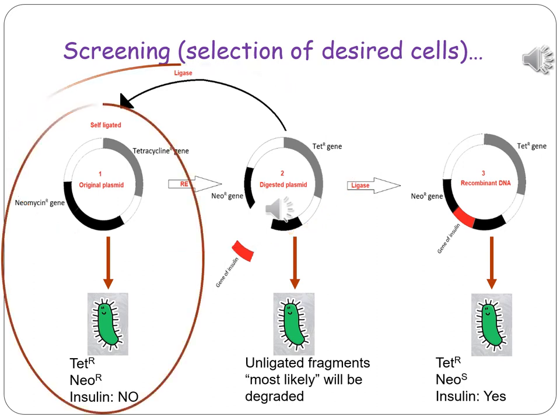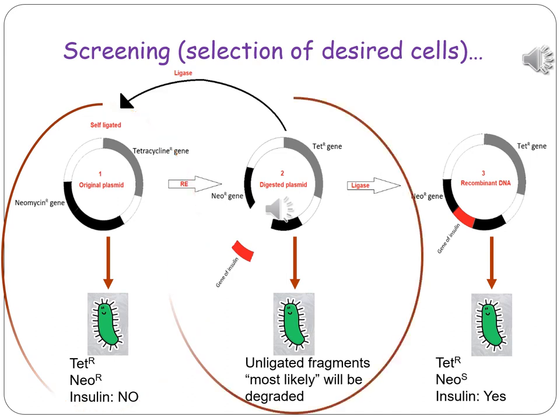So now imagine that the original plasmid or the self-ligated plasmid was inserted inside the bacteria cell. The bacteria cell will now gain the resistance feature for the neomycin gene and for tetracycline. It will be resistant to tetracycline and it will be resistant to neomycin. And of course, it will not have the ability to produce insulin because the insulin gene is not inserted inside the original plasmid or the self-ligated.